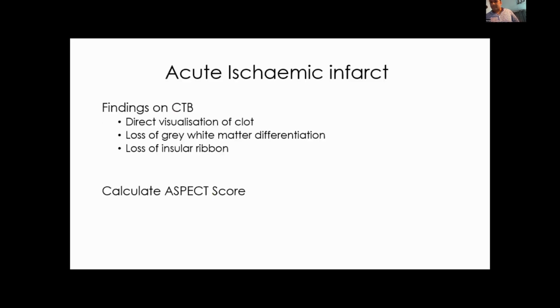And part of the reason is the reliance on CT brain scans. And we rely on the fact that based on a plain CT, we're able to directly visualize the clot, rely on loss of grey white matter differentiation, loss of insular signs. So those are your classic 3 early signs of stroke. And there's the aspect score that we used to do.